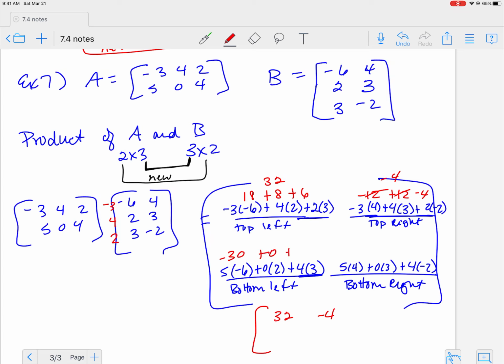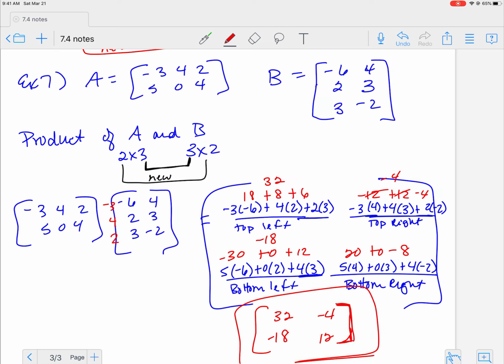-30 plus 0 plus 12 ends up being a negative 18. I was looking at the wrong thing for a minute and I had -18 in my head, but I was looking in the book. I was like, what? Okay. Slow and steady wins a race. 20 plus 0 minus 8 will give us a 12. That's what I get for checking the book instead of just doing it myself.